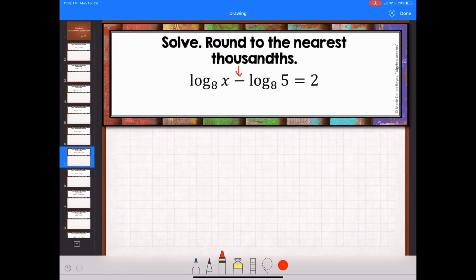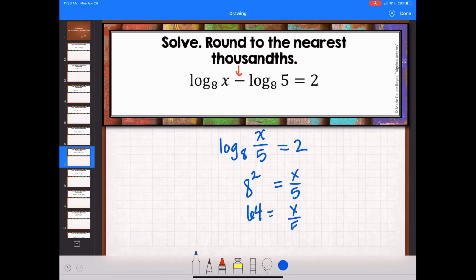So this is a subtraction problem, which means we're going to condense the logarithm by division. So log base 8 of x divided by 5 equals 2. Change it to exponential. 8 squared equals x over 5. 8 squared is 64 equals x over 5. And to solve for x, I'm going to multiply by 5. So 64 times 5 equals 320. So that's x.